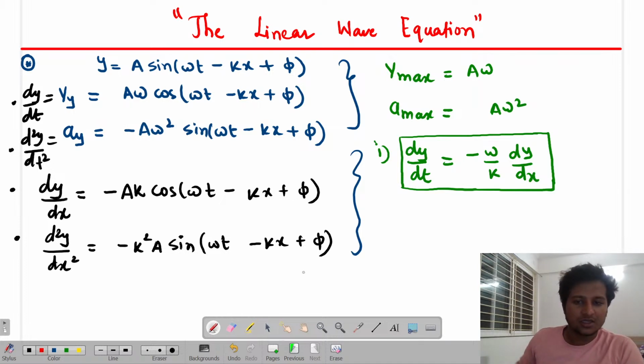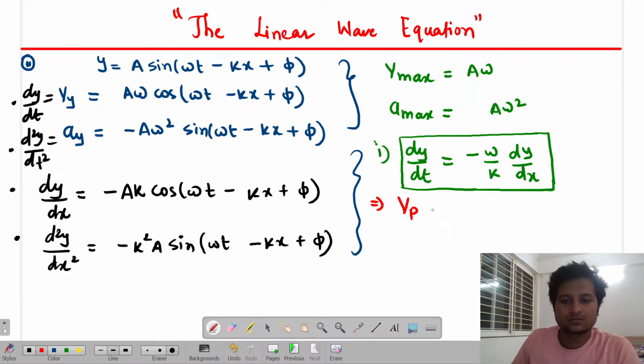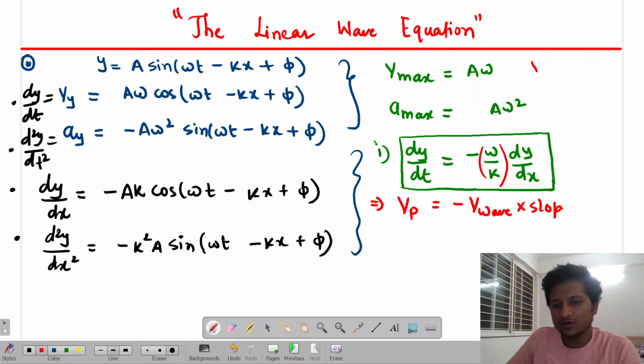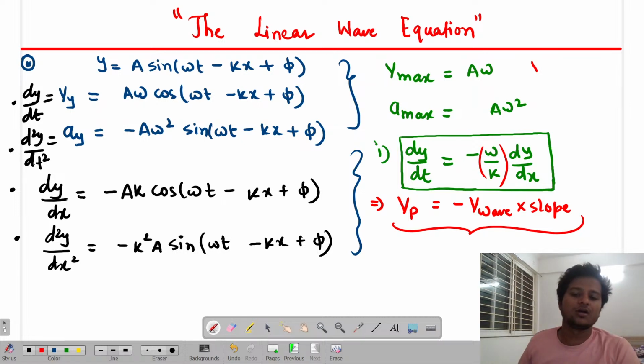Now look carefully, listen. What is dy by dt? Velocity of particle. Say something! dy by dt represents what? Velocity of particle or not? And omega by k is what? That is velocity of wave. V of wave is omega by k. So minus velocity of wave into dy by dx, which we also call the slope of the graph. Got it or not? So velocity of particle is nothing but slope into the velocity of wave at any point of the graph. Is that clear or not, guys?